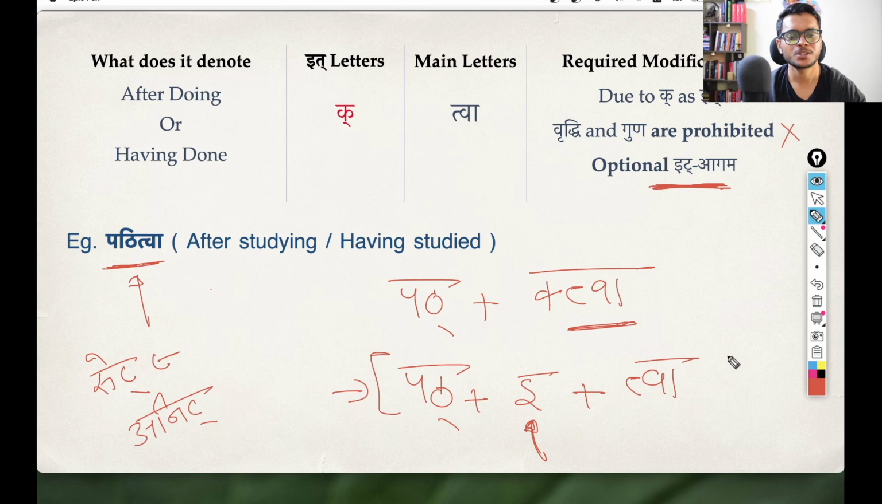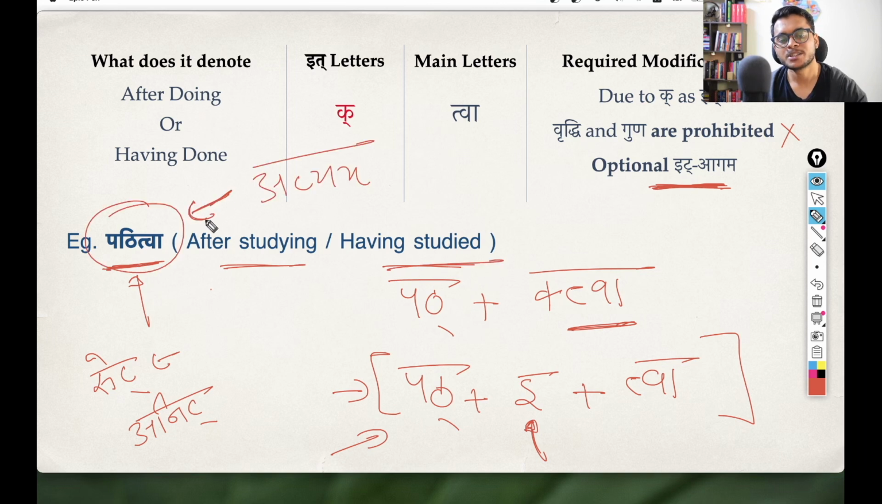And now we are going to simply combine them together. We will check if any sandhi is happening. There is no special sandhi happening, so we are just going to combine them together. So pat-itva becomes patitva, which means after studying or having studied. And just remember this point that this patitva is an avyaya.